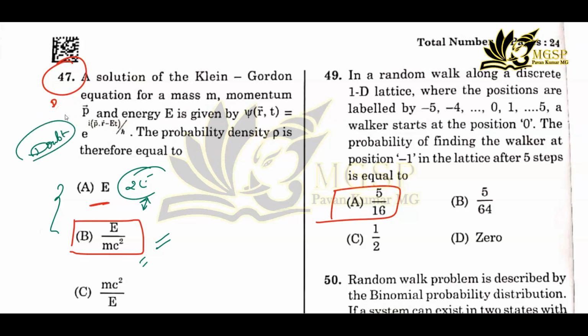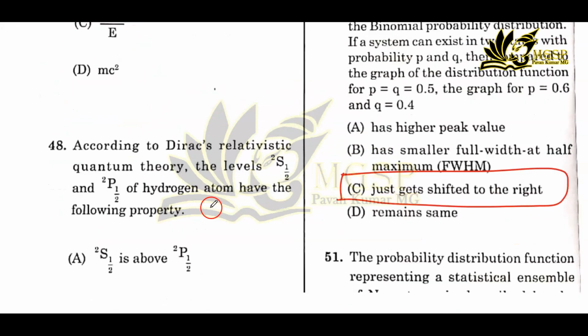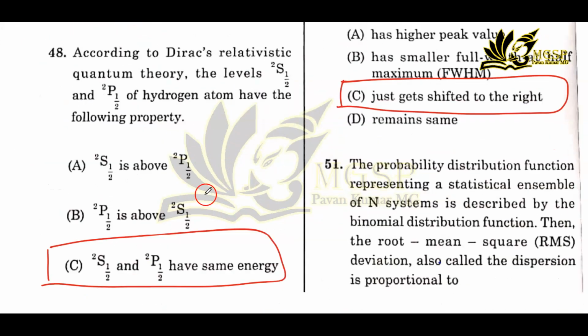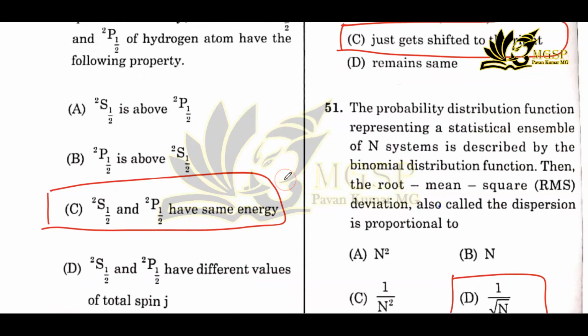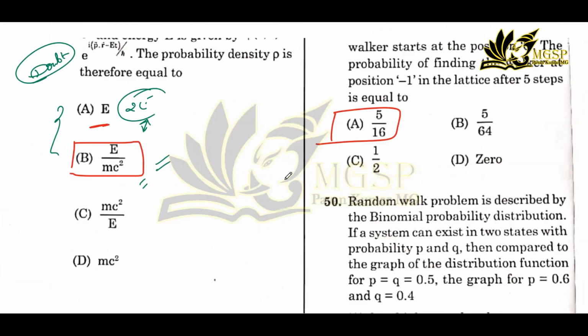Next, going to question number 48. According to Dirac relativistic quantum theory, the levels 2s1/2 and 2p1/2. Dirac assumed that these two have the same degeneracy. They are degenerate levels. So obviously this was correct, we have discussed it in the class.